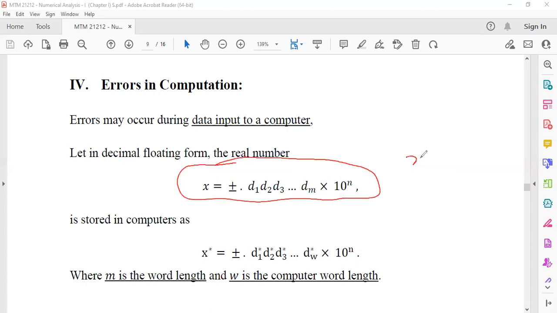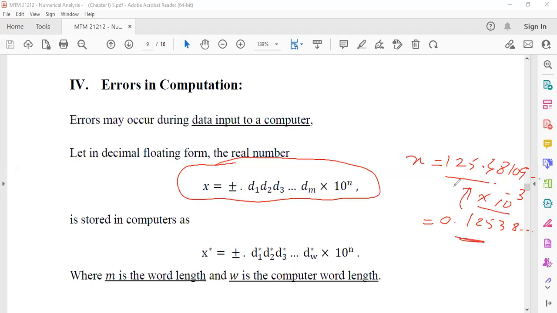For example, x equal to 125.38109, times 10 to the power minus 3. So it means actually it is like this, 0.12538, like this number we have, right? This is a fixed point number, so this is our floating point form. This can be stored in the computer in this way.